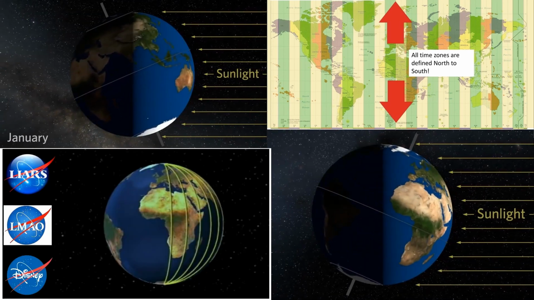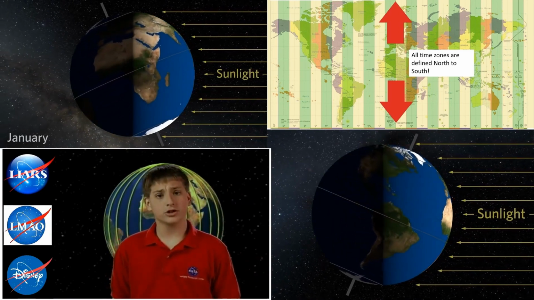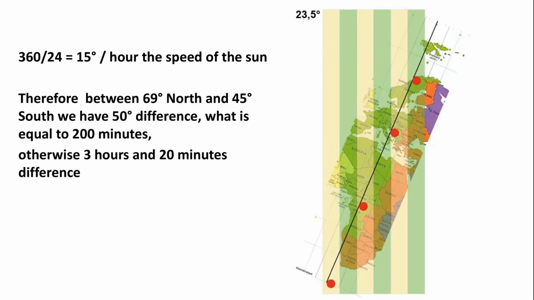It is divided into 360 degrees with longitude lines. I remember those lines are drawn north to south.